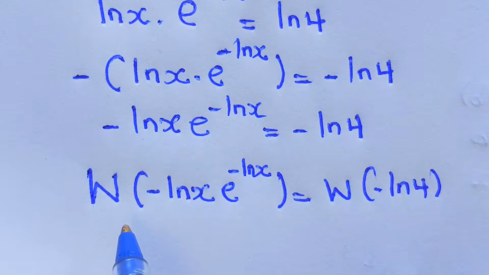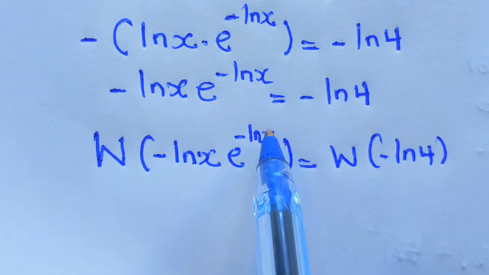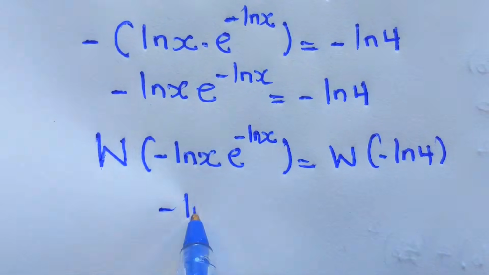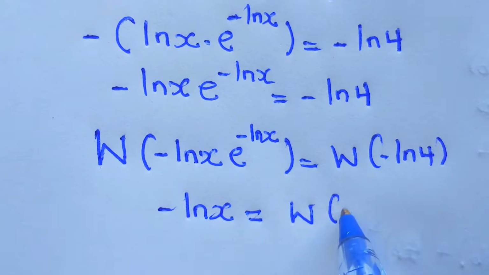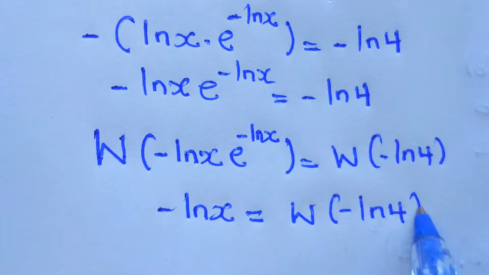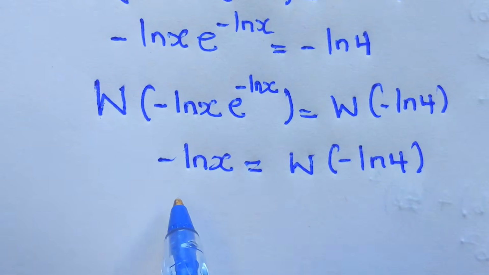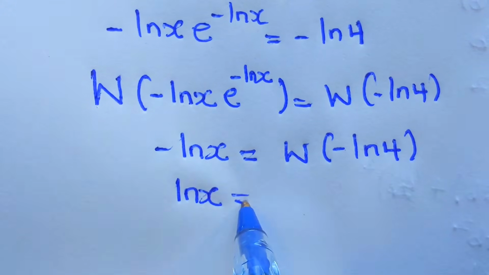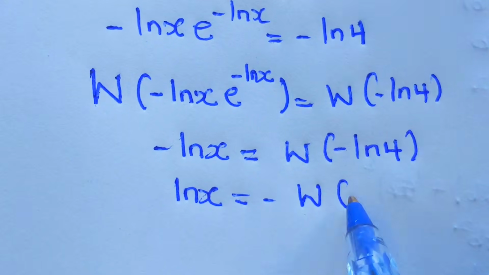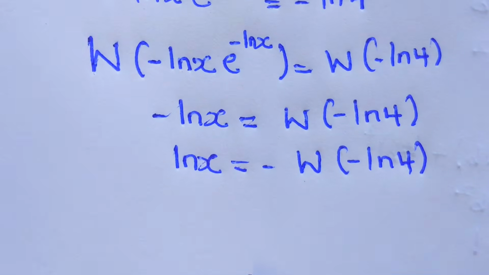At this stage, we say that when we have the Lambert W function of this one, the answer is this. Negative ln x will be W of negative ln 4. So by dividing by negative on both sides, we shall get ln x equal to negative W of negative ln 4. Now what can we do at this stage?